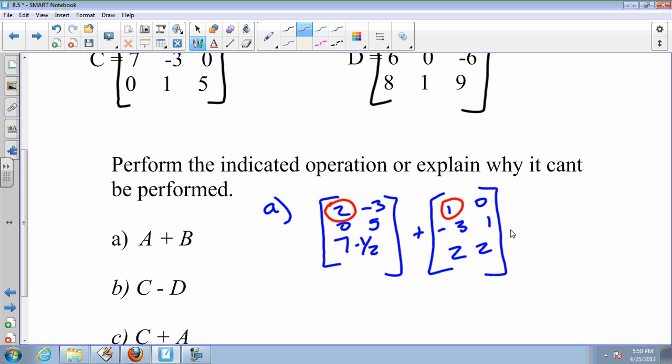2 and 1 goes to 3. Negative 3, 0 is negative 3. 0, negative 3 is negative 3. 5, 1 is 6. 7, 2 is 9. Negative 1/2 and 2 is 1.5, or 3/2.